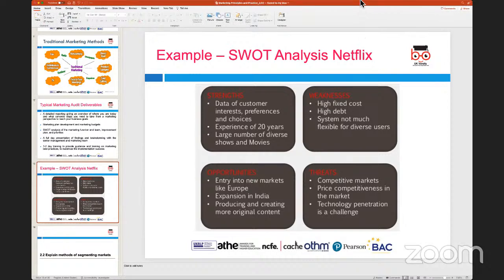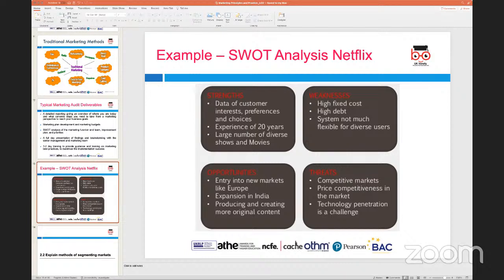So when we look at SWOT analysis, I have taken up an example here of Netflix, just to explain why we look at, and how Netflix, for example, looks into detail at what are its weaknesses and how it can continue to grow its business or experience growth.